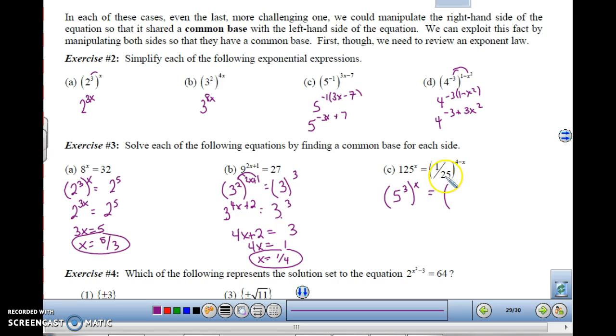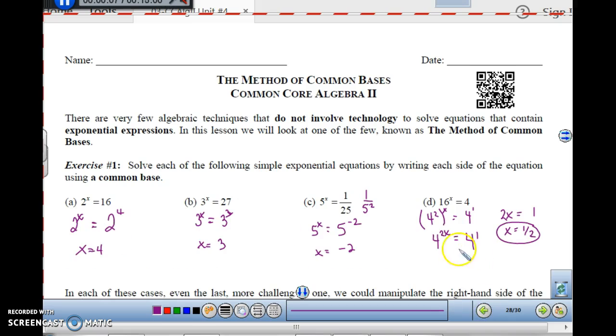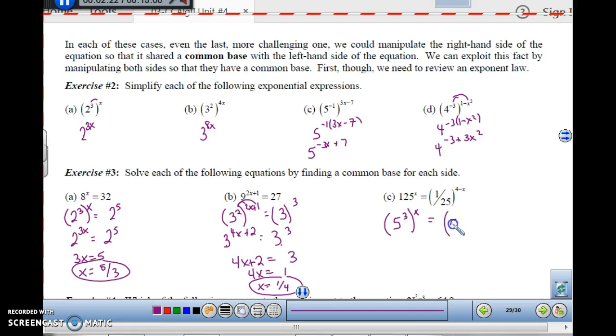All right, now how do I write 1 over 25 as a base of 5? Remember, we did it back here. 1 over 25 was right here with 1 over 5 squared, which is 5 to the negative 2. All right, so that's equal to 5 to the negative 2 raised to the 4 minus x. Power to a power, multiply the exponents. That would be 5 to the 3x. Distribute this. 5 to the negative 8 plus 2x. Watch your signs there.